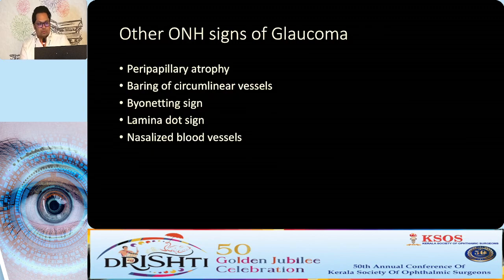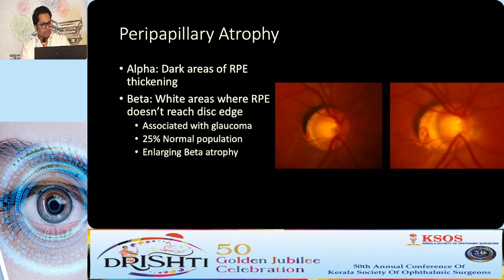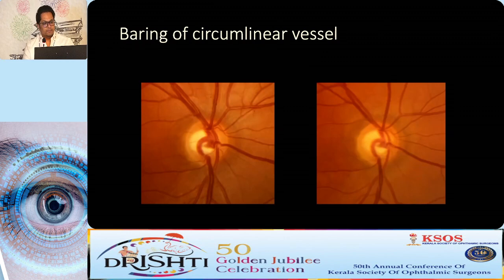The other optic nerve head changes of glaucoma are peripapillary atrophy, bayoneting, baring of circumlinear vessels, laminar dot sign, or nasalized blood vessels. Peripapillary atrophy, we have alpha and beta. The beta is what is usually associated with glaucoma, but 25% of the normal population can also have beta atrophy, so it is not a specific sign for glaucoma diagnosis. Baring of circumlinear vessels: as you can see, in this patient, as the disease has progressed, there is a baring over there. You can see that the blood vessel is not supported by the neuroretinal rim. That is called baring of circumlinear vessels.